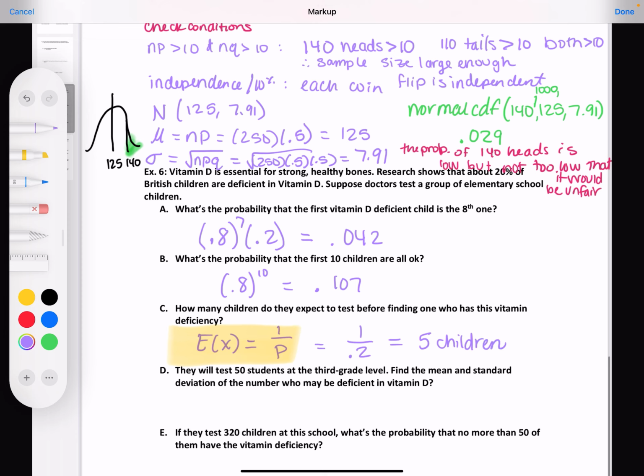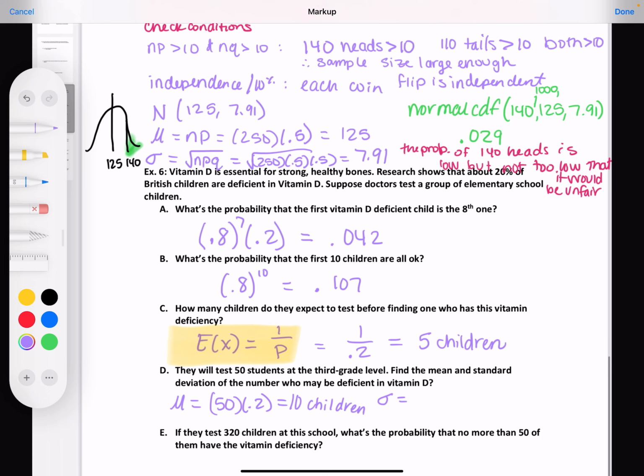All right, they will test 50 students at the 3rd grade level. Find the mean and standard deviation of the number who may be deficient in vitamin D. So mu is equal to n times p. So 50 times 0.2, since we want just deficient. Success is whatever they're looking for. So in this case, the success is them being deficient, which is very sad. That's 10. So 10 children.